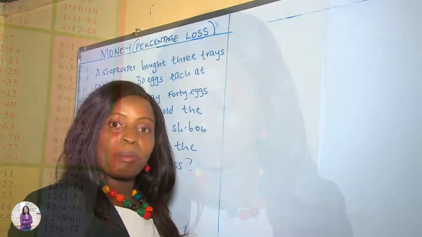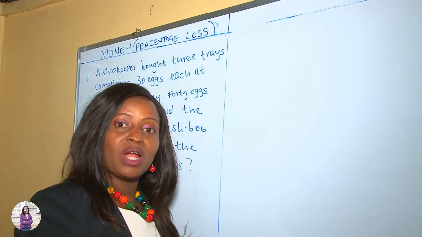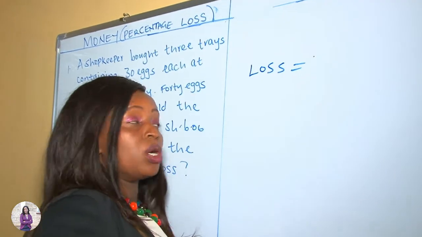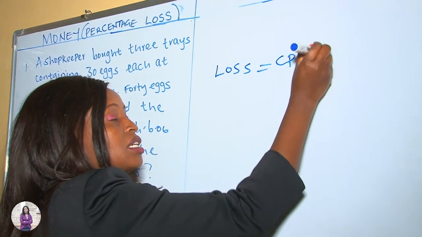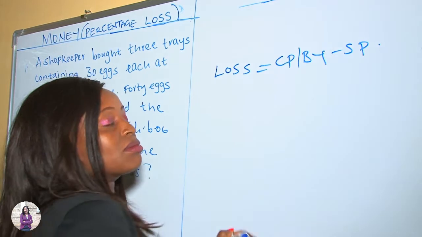To begin with, from our previous lesson, we learned the meaning of loss. For you to make a loss, it means that if you are doing a transaction, you are selling less than you bought the item or the quantity. Let's get some examples. From our previous lesson, we learned how to get loss. And we said loss is equal to cost price or buying price take away selling price.